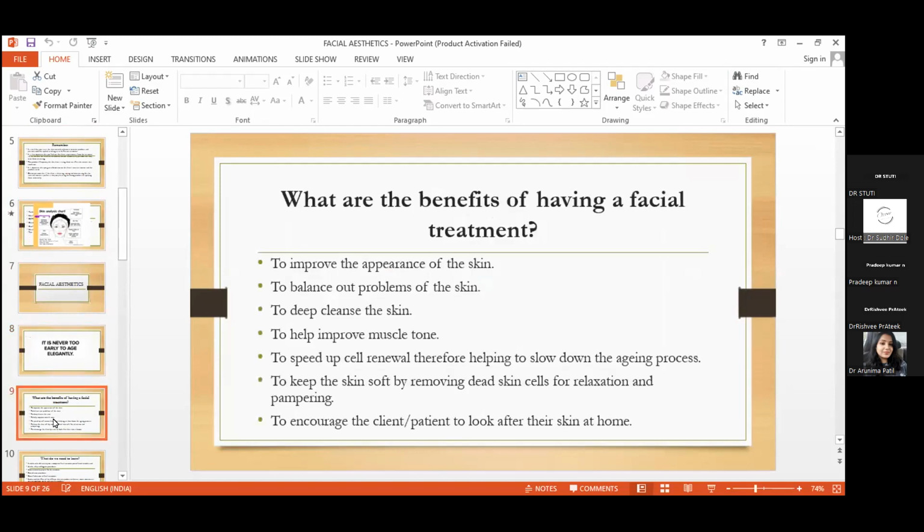So there come the benefits of facial aesthetics. It helps in improving the appearance of skin, balancing out skin problems, deep cleansing, muscle tone improvement, and speeding up cell renewal. If the skin is soft, we can remove the dead skin cells from it. So that would be a relaxation and pampering session for your client, and encourage the client to look after their skin at home.